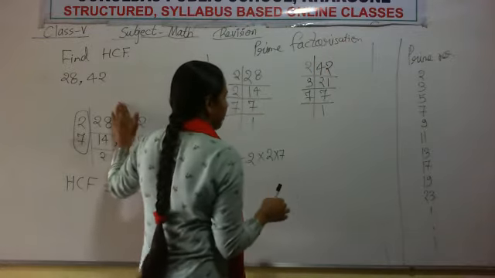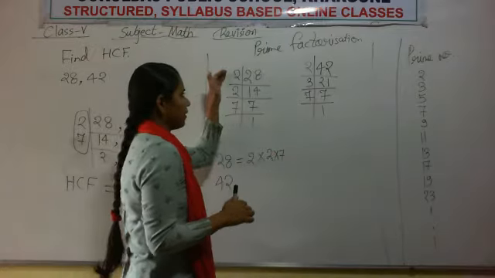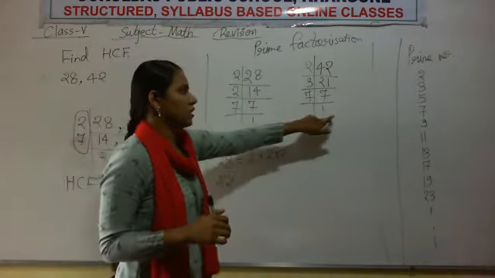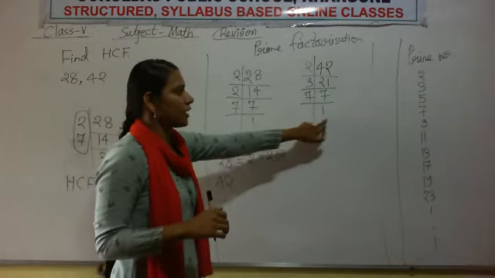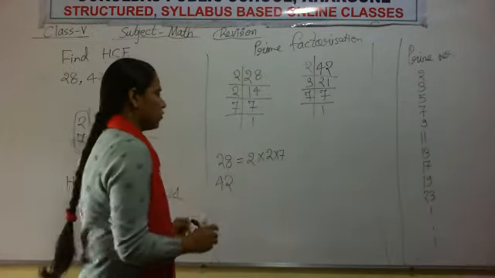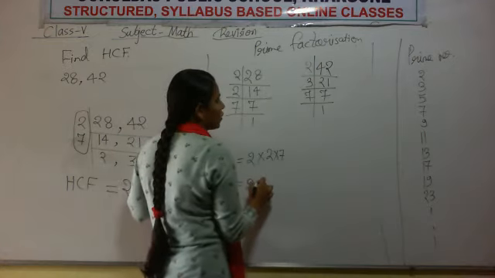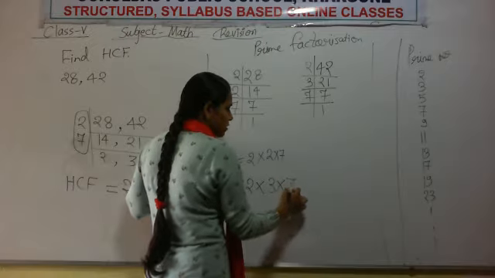And it is short division method. Prime factorization method. In prime factorization method, we keep dividing till we get 1 as quotient. So the factors of 42 are 2 into 3 into 7.